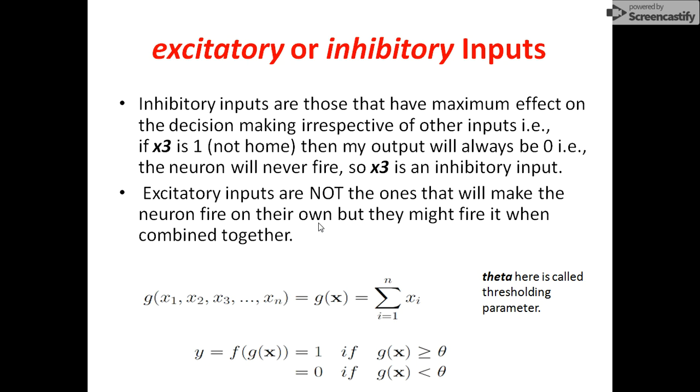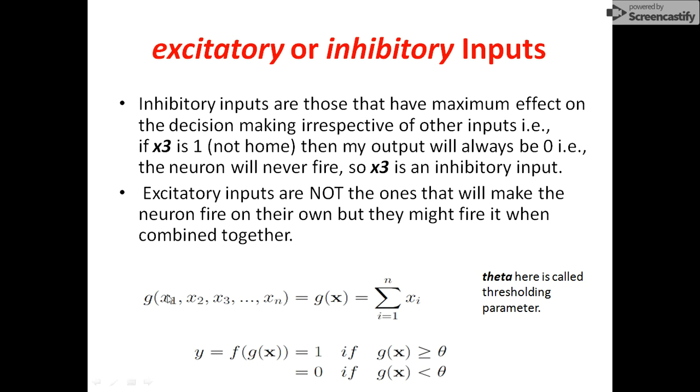So if there is any inhibitory input in the particular neuron and its value is true, in that case the neuron is never going to fire. So it is completely affecting our decision. On the other hand, excitatory inputs are not individually taking any decision, but they are helping in aggregation. They will be combined together, and then according to the condition, it will be decided whether the neuron should be fired or not.